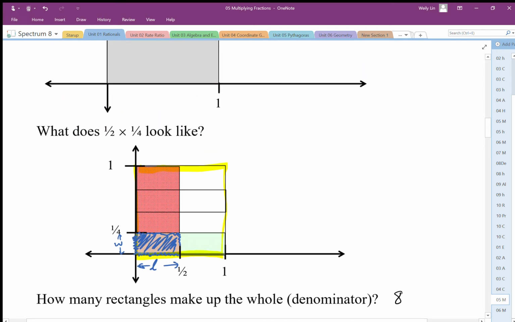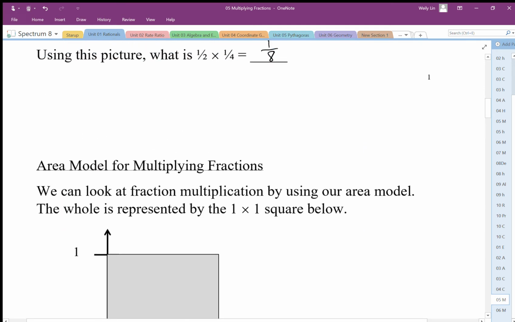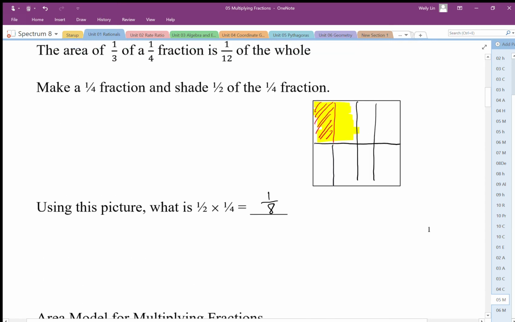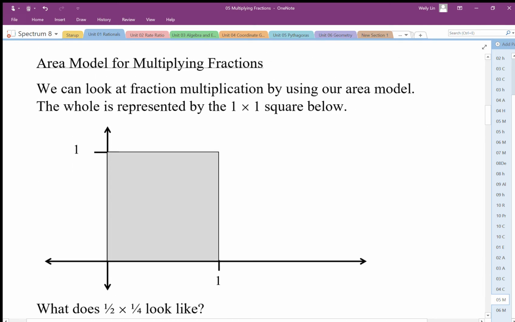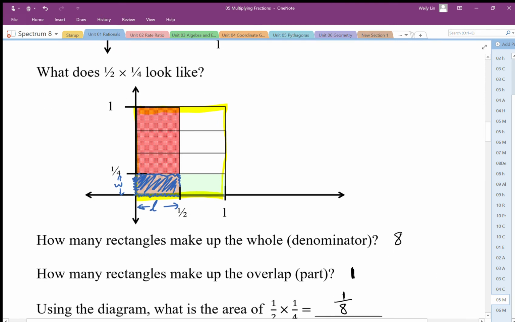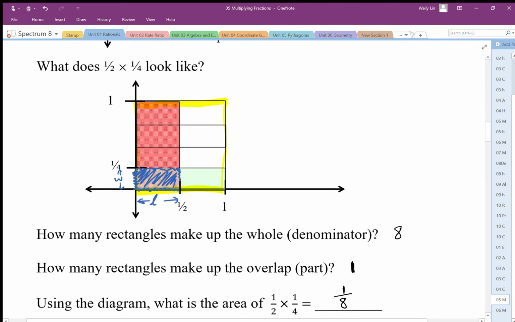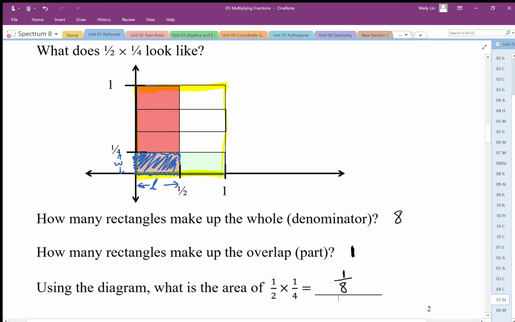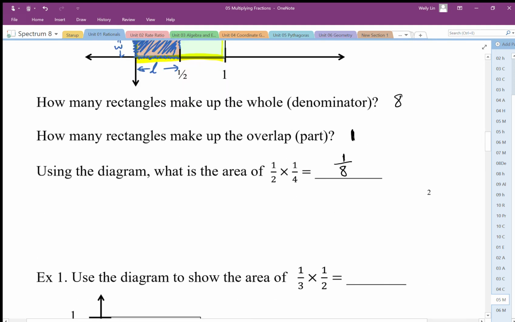Now, if I go back, that was my answer here as well when I used language. 1/2 of a 1/4 fraction, that was 1 out of 8. So we have both methods confirming that this is in fact true. We should be fairly confident with the area model, because we use the area model a lot in math to confirm our multiplication facts. So this is a good way to do that. So we can do some practice here.